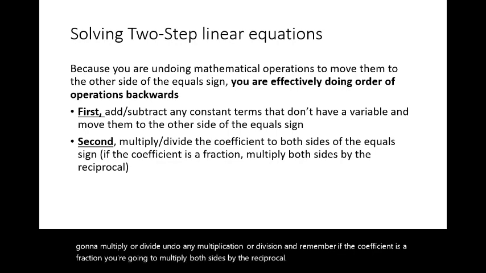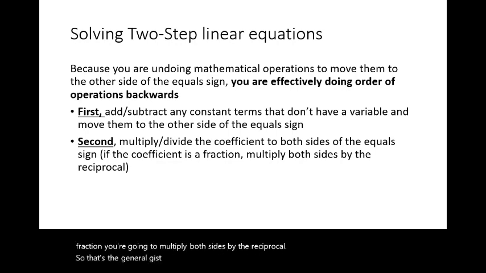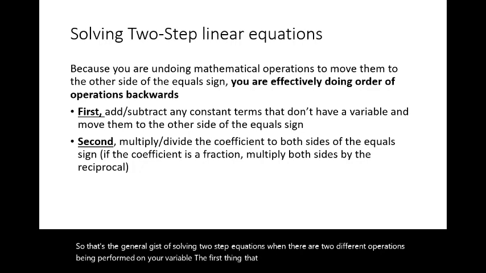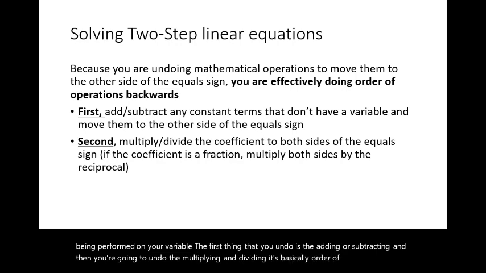So that's the general gist of solving two-step equations when there are two different operations being performed on your variable. The first thing that you undo is the adding or subtracting, and then you're going to undo the multiplying and dividing. It's basically order of operations backwards.